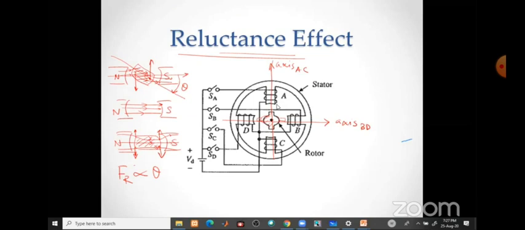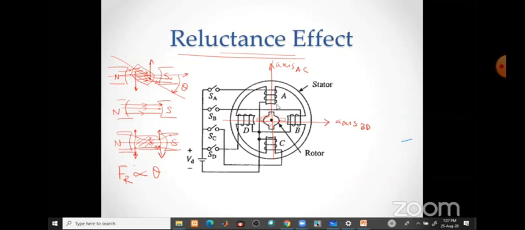Because for rotating a rotor, we need some torque only. Mechanically, we can rotate a thing. Electrically, we cannot rotate. No? So by rotating a rotor mechanically, what are the different ways we can rotate a rotor?